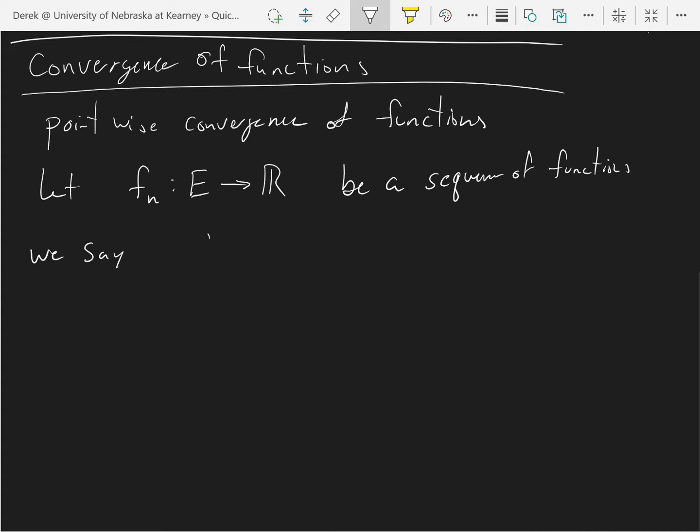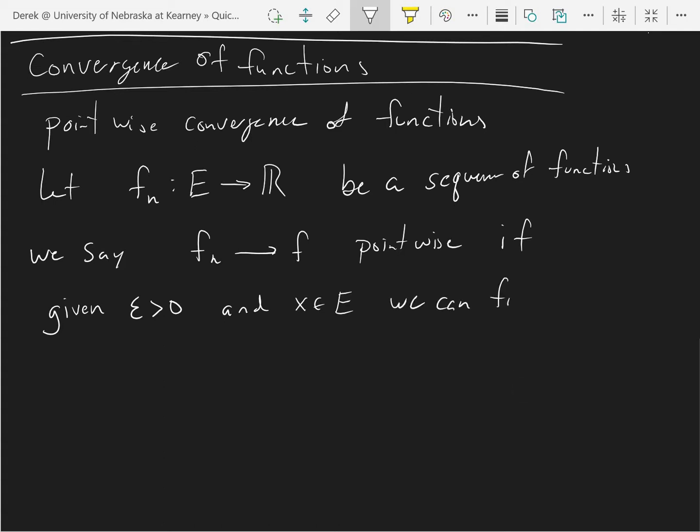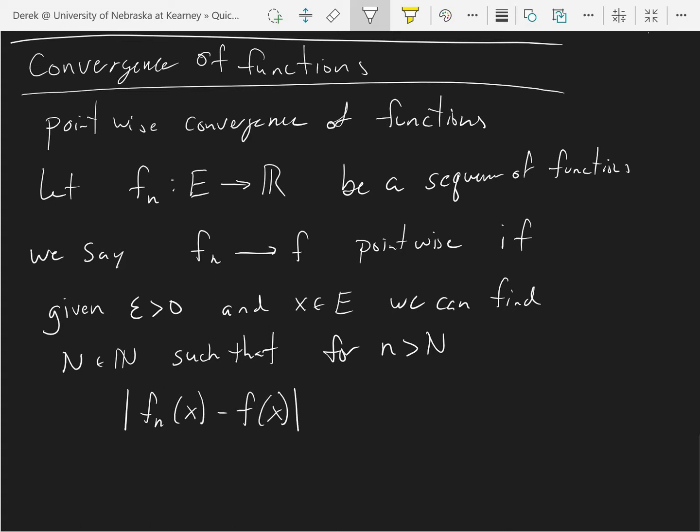We say f sub n converges to f pointwise if, given epsilon greater than 0 and x in the domain, we can find N in the natural numbers such that for n bigger than N, the absolute value of f sub n at x minus f at x is less than epsilon.